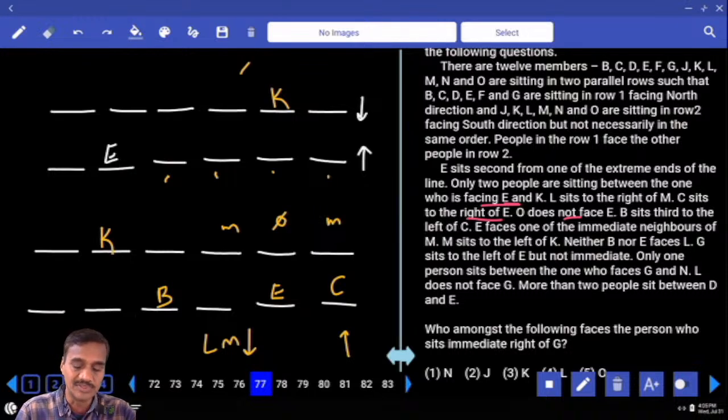Now, follow here. And M is here. E faces one of the immediate neighbors of M. And M sits to the left of K. M is to the left hand side of K.